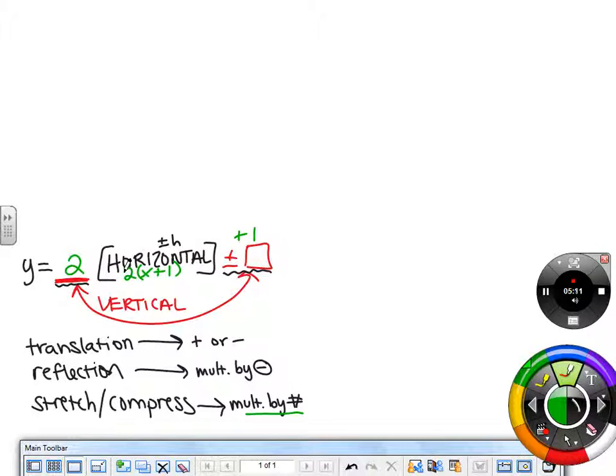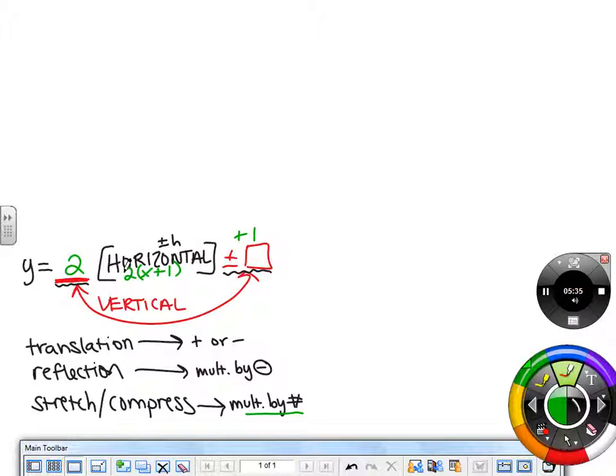It's actually a compression, okay? Everything inside the brackets is kind of like the opposite of our intuition. Like you see +1, it's not moving to the right, it's moving to the left. You see ×2, it's not stretching it out ×2 horizontally, it's actually compressing it, okay? So now you know where the horizontal stuff is, where the vertical stuff is. You know which one's going to go with the word translation, reflection, and stretch or compression.